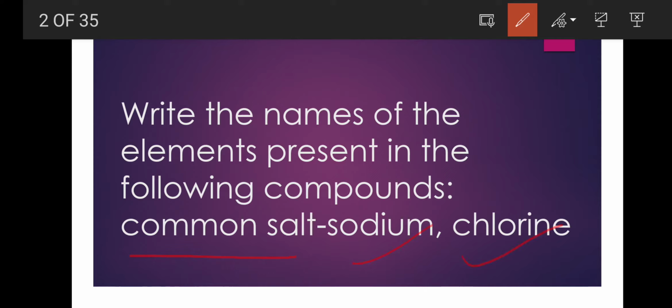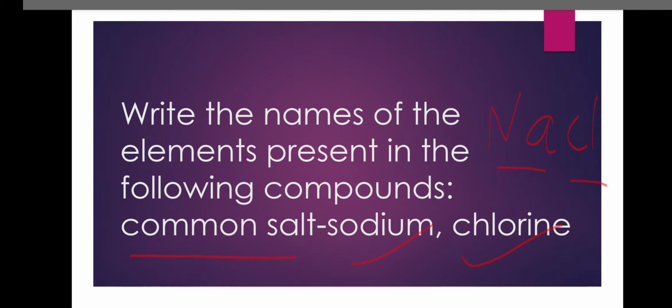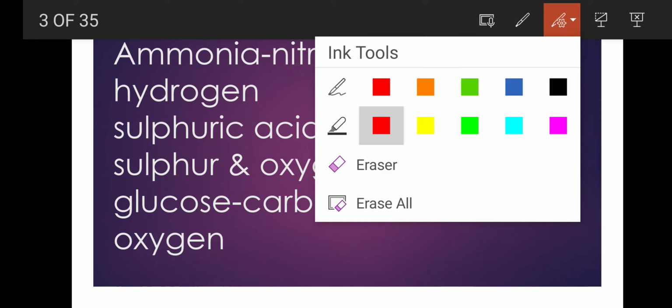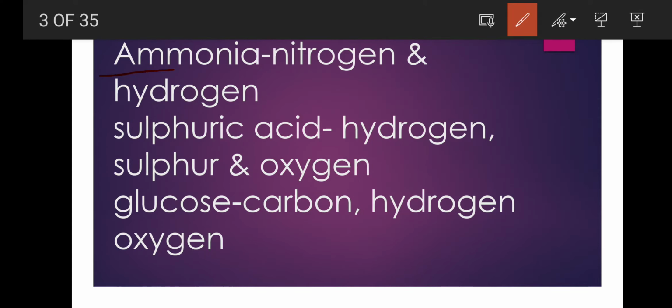Clear? Because the formula of common salt is NaCl. Therefore, the elements present here are sodium and chlorine. Now, next is ammonia. In ammonia, which are the elements present? Nitrogen and hydrogen. Next is sulfuric acid. In sulfuric acid, which are the elements present? Hydrogen, sulfur and oxygen. Do you know the formula of sulfuric acid? H2SO4. Means hydrogen, sulfur and oxygen.